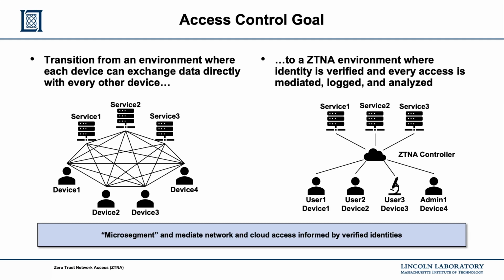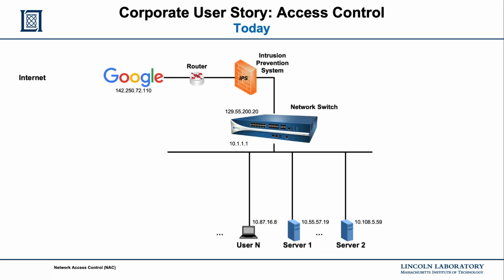We'll get into a practical example of this next with this user story. We have here a diagram of what might be a typical corporate local area network. It consists of users and servers, user computers and servers connected behind a network switch, that local area network, with connectivity out to the internet as indicated by the Google icon. And there's routers and various protection systems, firewalls, and so forth to prevent people from coming across the internet and into this network.